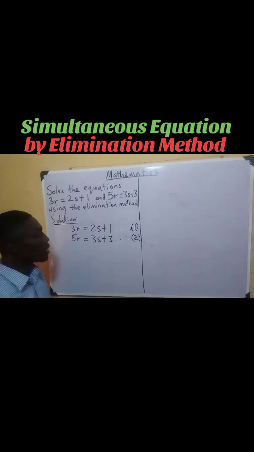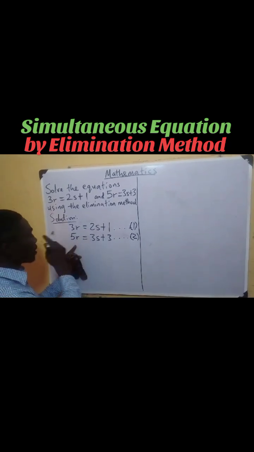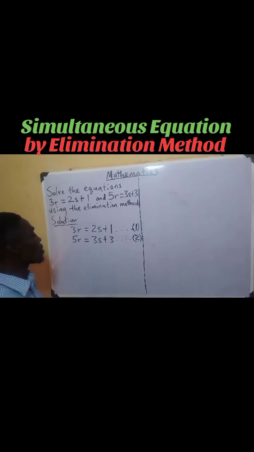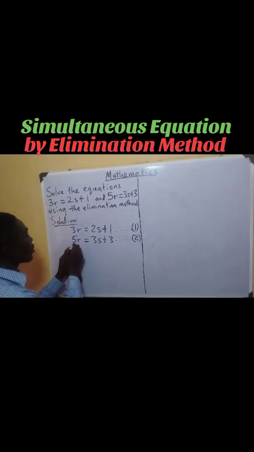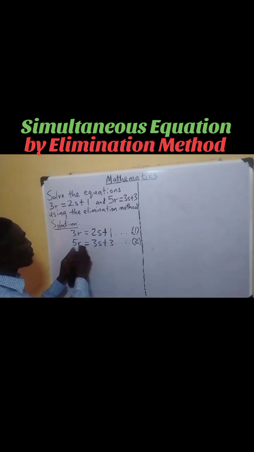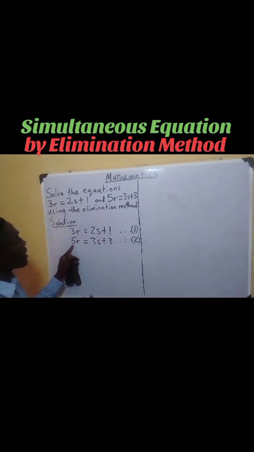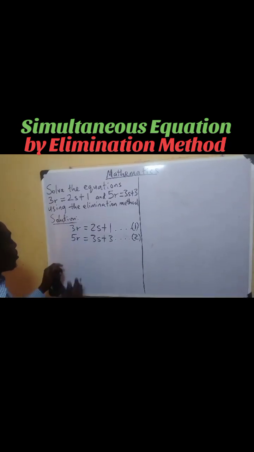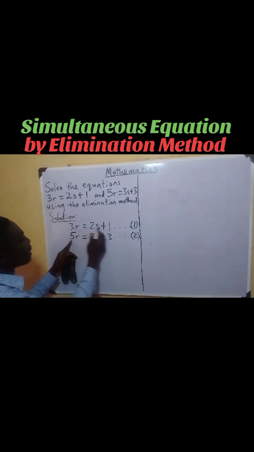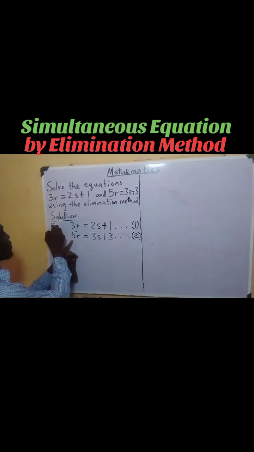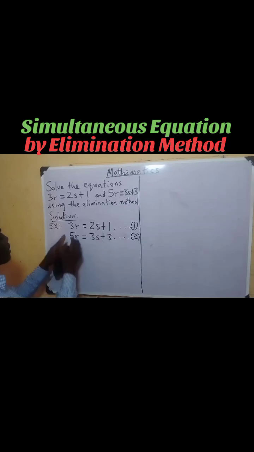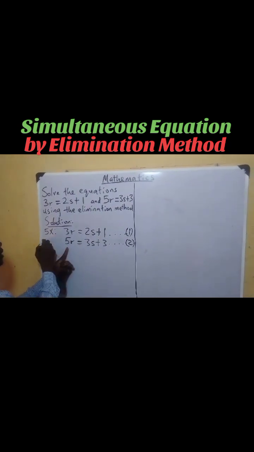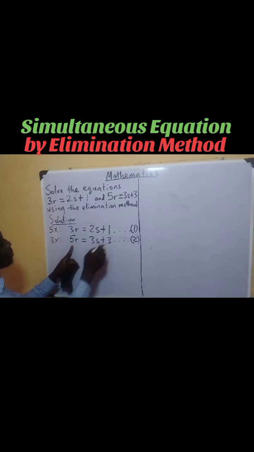Then, what do you now do here? Use one of the coefficients, maybe the coefficient of r or the coefficient of s. In this case, let's use the coefficient of r. You use the coefficient of r in equation 2, which is 5, to multiply everything in equation 1. Then use the coefficient of r in equation 1 to multiply everything in equation 2. So if you are using 5 to multiply everything in equation 1, we say 5 times everything here. Then we say the 3 here times everything in equation 2.